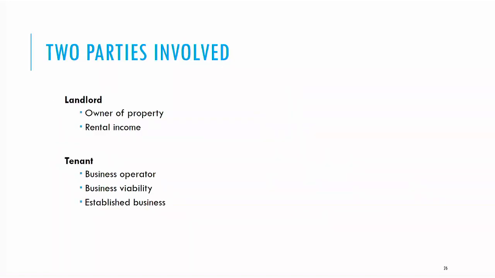Right. So when you use profit method, there are two parties involved. We need to get the information from two parties. One is the landlord, which is the owner of the property, and he receives the rental income. We need that rental income too. And the tenant is the business operator, and he checked the viability of the business and established the business. We need some information from him too to value this property. Right.